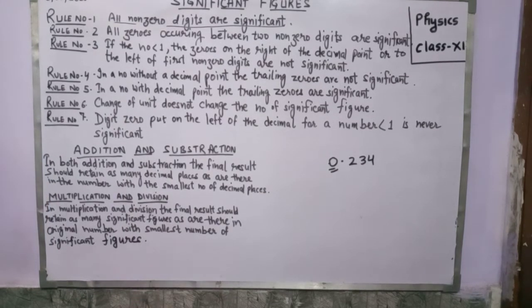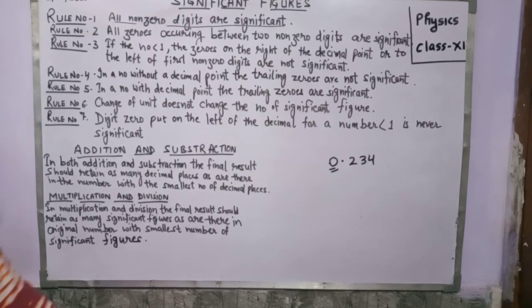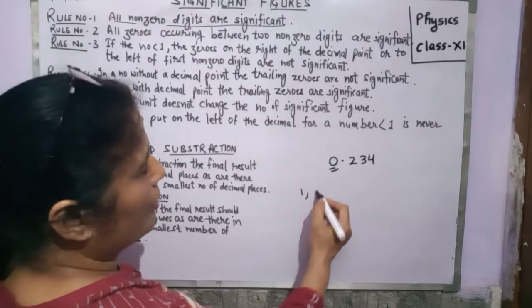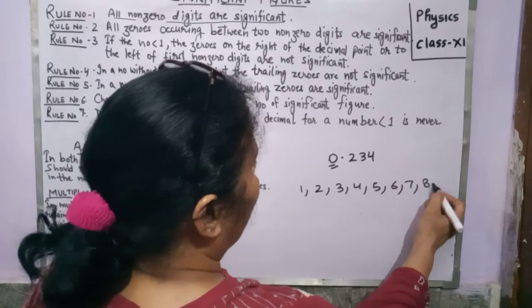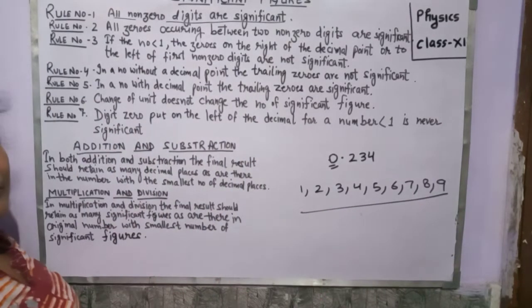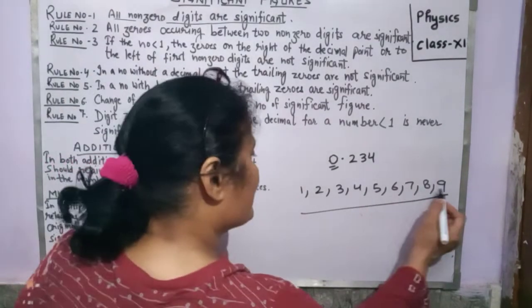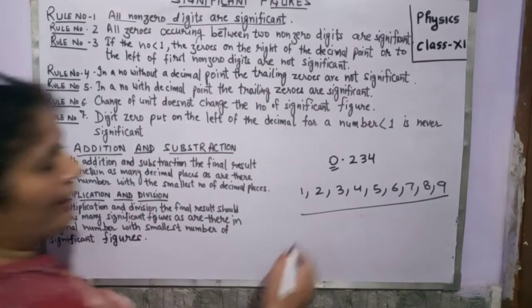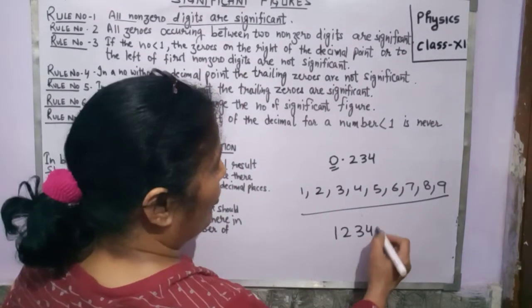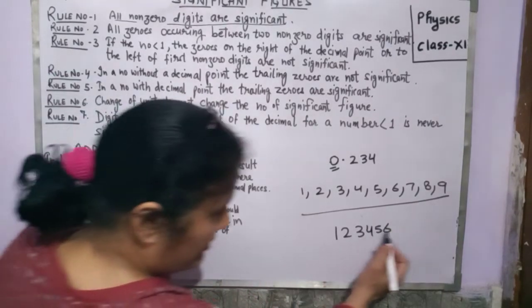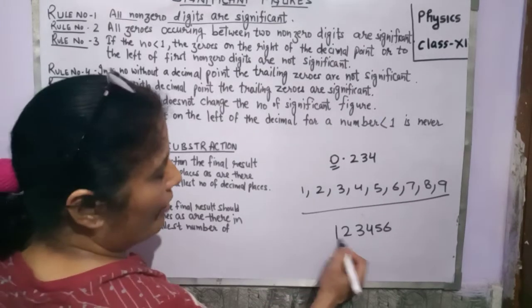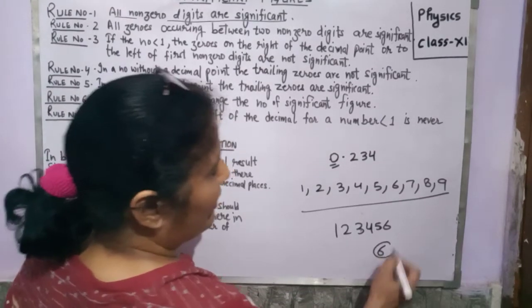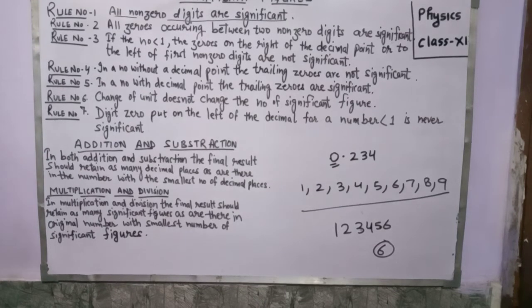Now again I am stating these rules. Rule number 1: all non-zero digits are significant. That means digits 1, 2, 3, 4, 5, 6, 7, 8, 9 are all significant. If a number consists only of these digits, there is no zero, then 1, 2, 3, 4, 5, 6, all these digits are significant. The number of significant figures in this measurement is 6. This is your first rule.